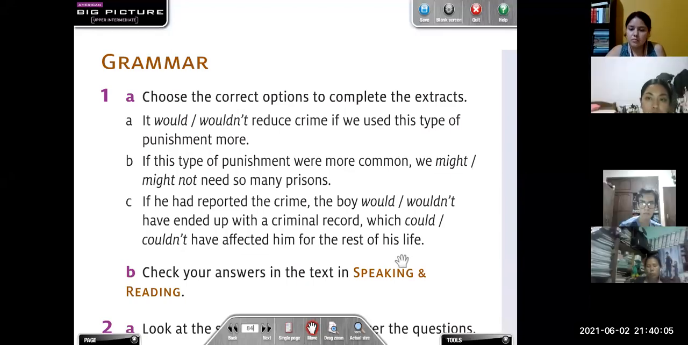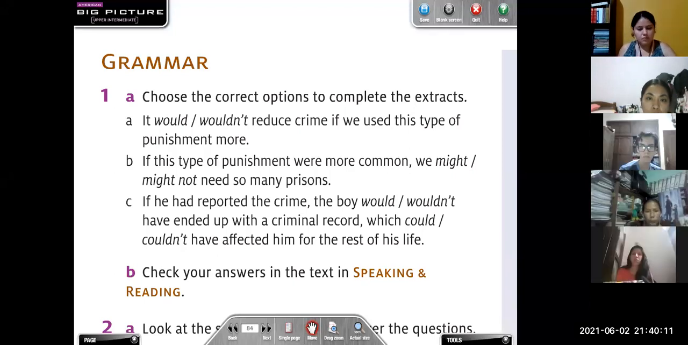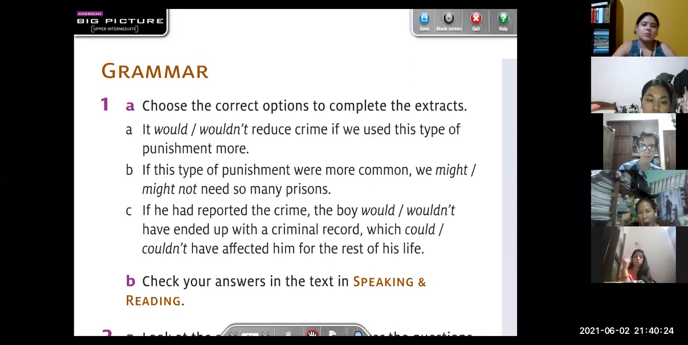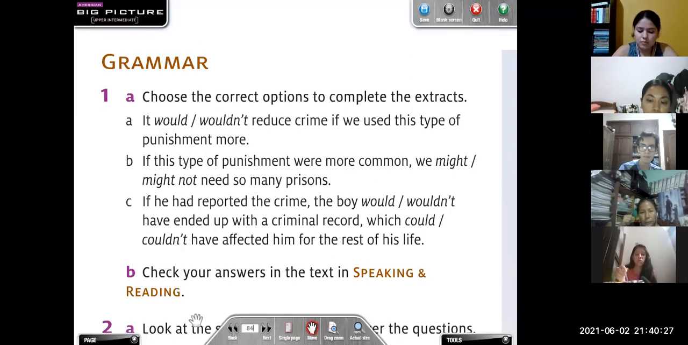Teacher? Yes? Conditional sentences, right? Okay. How many kinds of conditional sentences do you know? We use "if" in the sentence. Very good. These are conditional sentences, right? We normally use "if" in the sentences, but we have different types of conditional sentences.